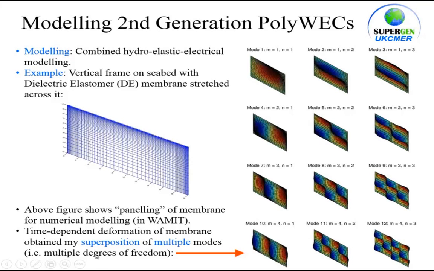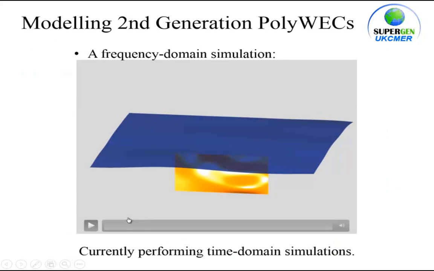To represent the deformation of the membrane, we just do a superposition of modes, basically, within WAMIT. That's multiple modes, multiple degrees of freedom. It's very similar to modelling an array. People will have seen this animation before. This is a frequency domain animation.